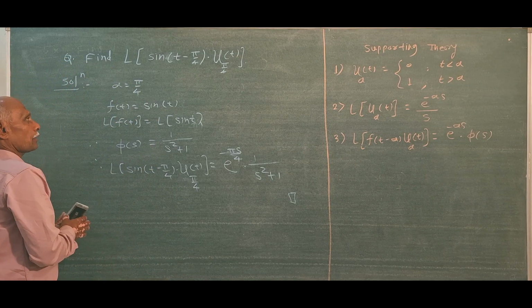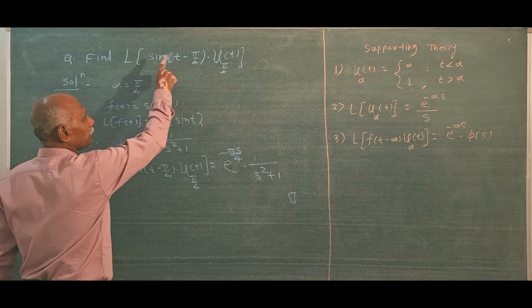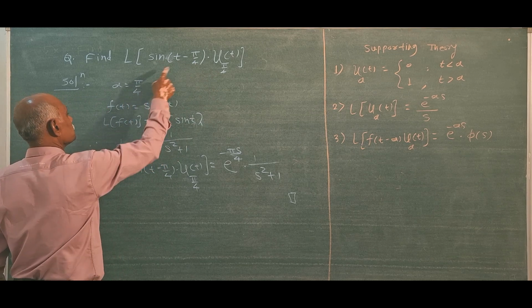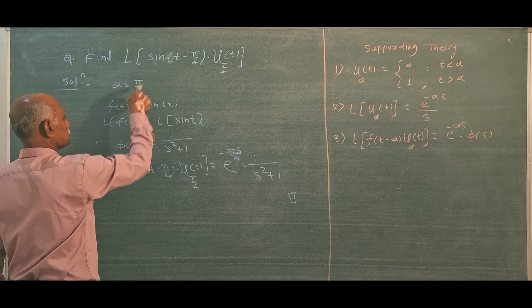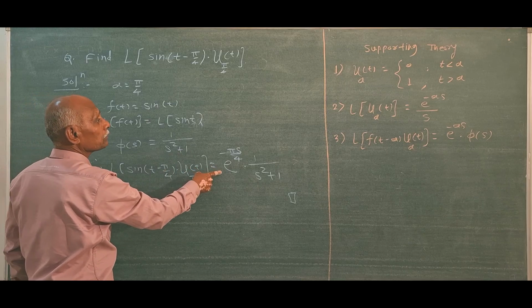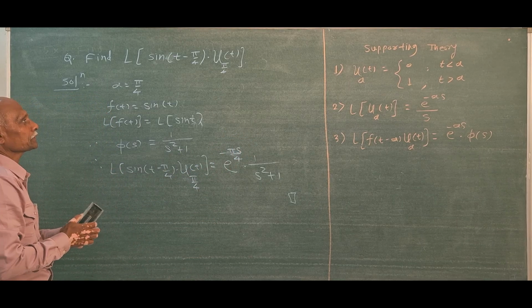So you are given this and you are asked to find out the Laplace transform of this. So pi by 4 is nothing but this value, and you can find f of t from this. Laplace transform is phi s, and then you put it in the given formula and you get this.